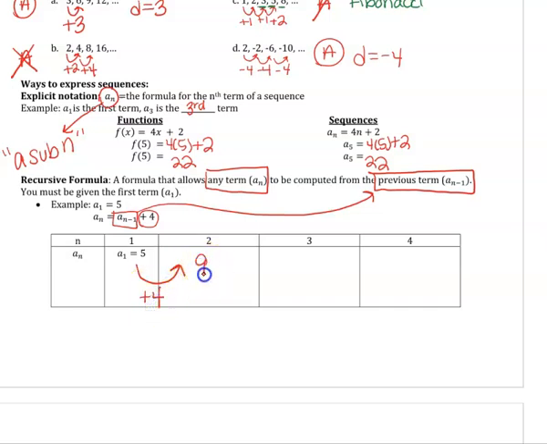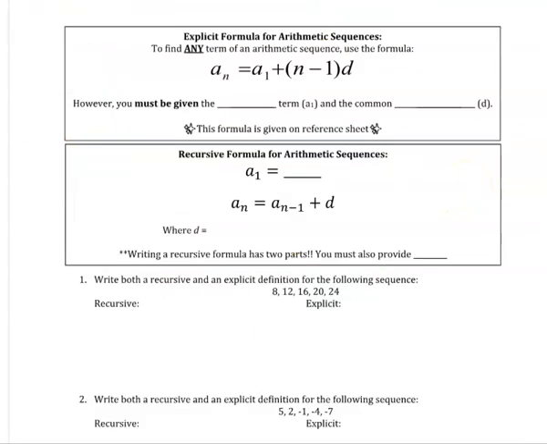So that means I would go to 9. And then I'd add 4 again. And then I'd add 4 again. Okay? Because I'm continuing the pattern based on just what the previous number is, that is coming from this recursive formula. Okay? So again, this is a sub n minus 1. Okay, moving on to the next page of our notes.